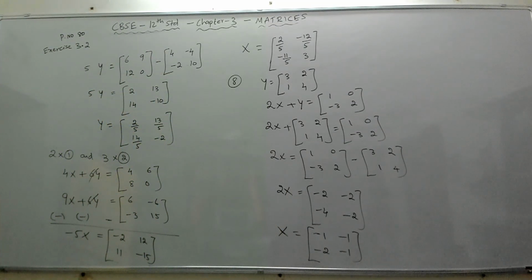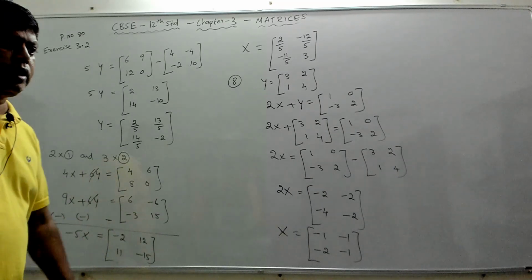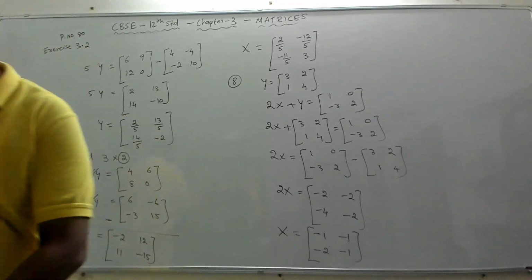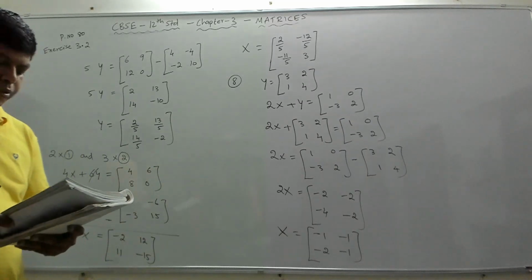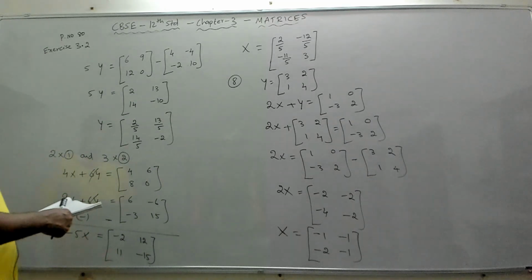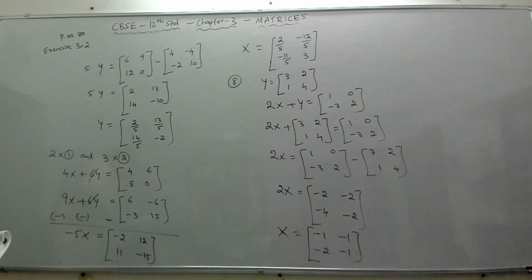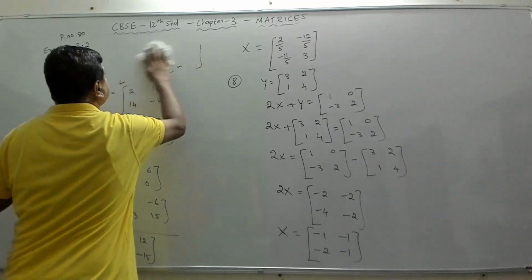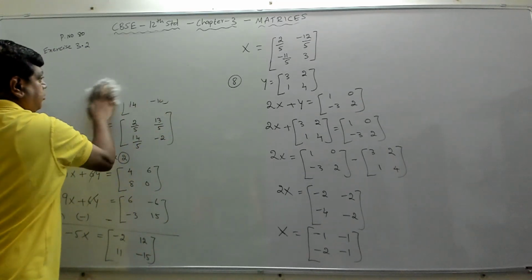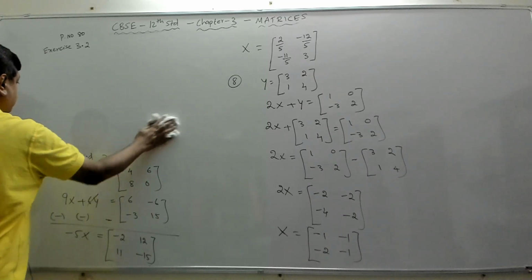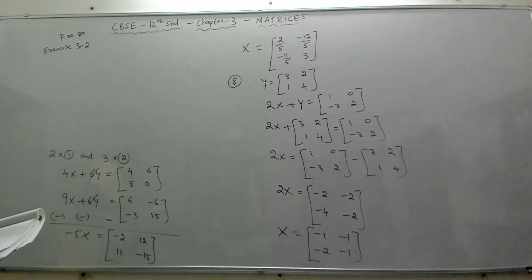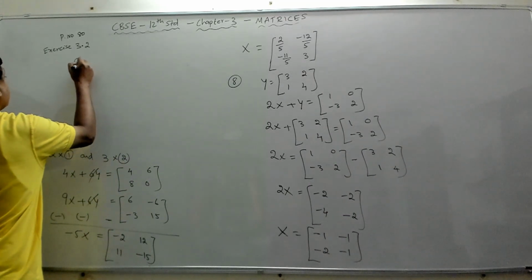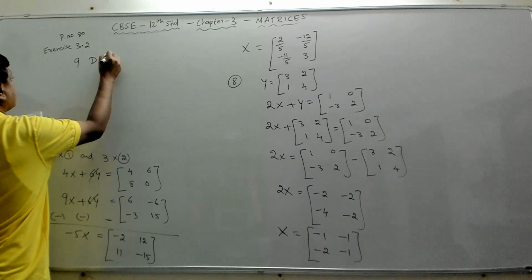Fine. So now let's go to the next one, which is the ninth problem. You have to find small x and small y. That I think you can do by yourself. So ninth is do it yourself.